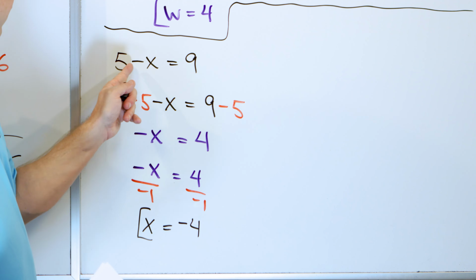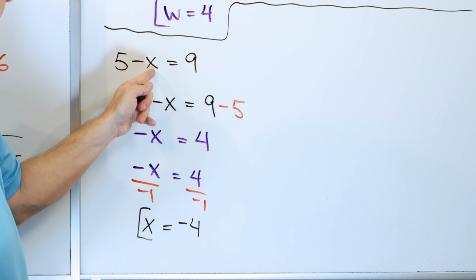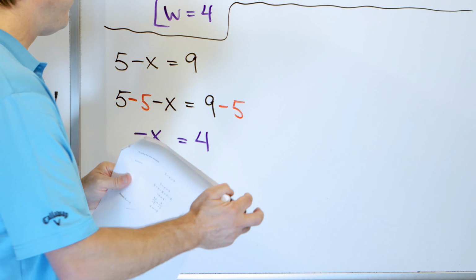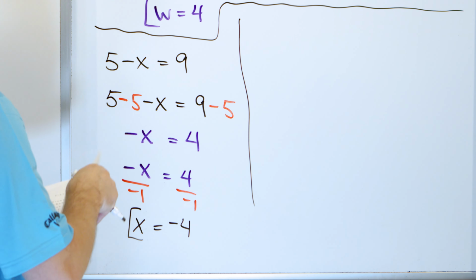You can stick this in here. 5 minus a negative 4 is the same as 5 plus 4, which is 9. And that is the final answer.